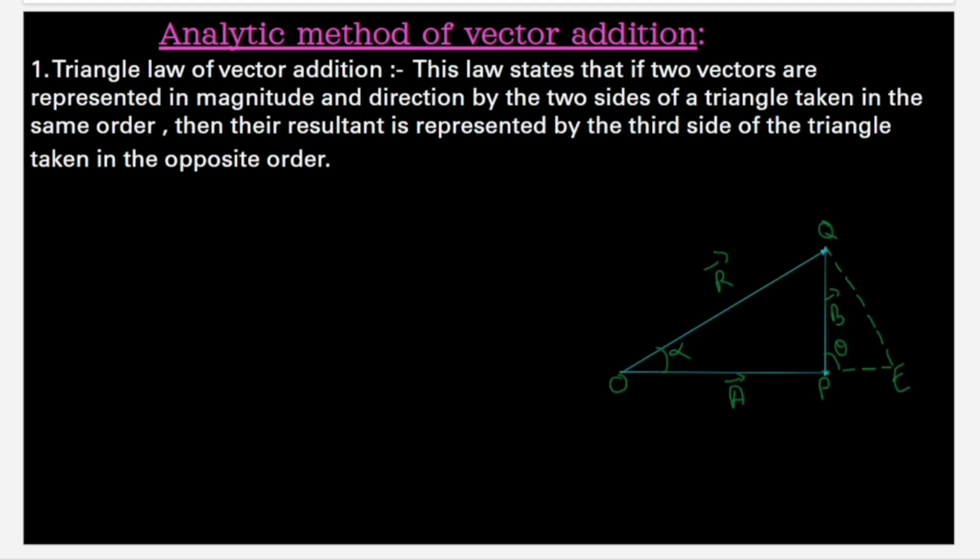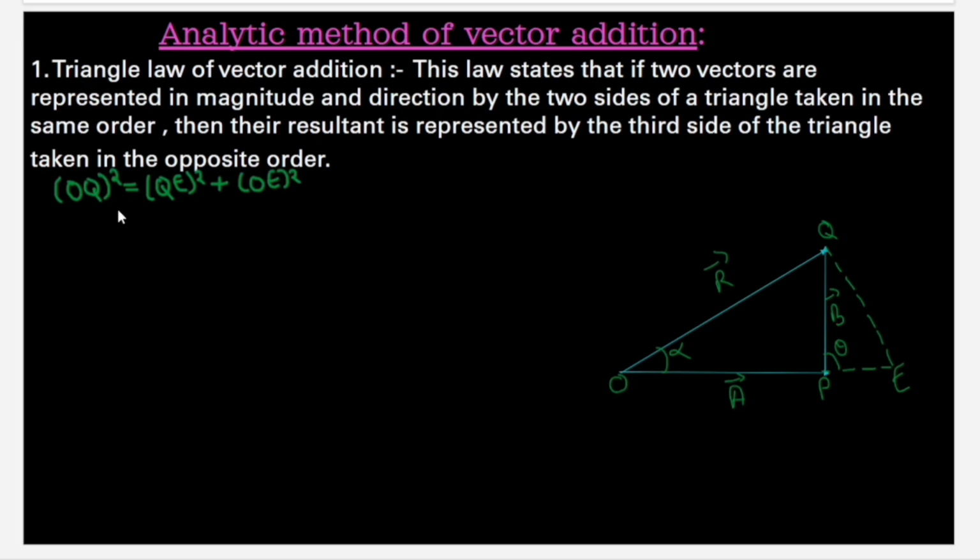The next topic is analytic method of vector addition. First one, triangle law of vector addition. This law states that if two vectors are represented in magnitude and direction by the two sides of a triangle taken in the same order, then their resultant is represented by the third side of the triangle taken in the opposite order. Now let us derive the resultant.